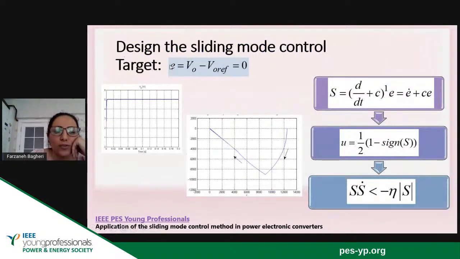So I want to design the sliding function. S is equal to (d over dt plus c) to the power of k, which is equal to 1, times e. So I have designed the sliding function. It is e dot plus c e. When you look at the sliding function, you can see that for designing this control method, you only need to find the error and find a constant value.